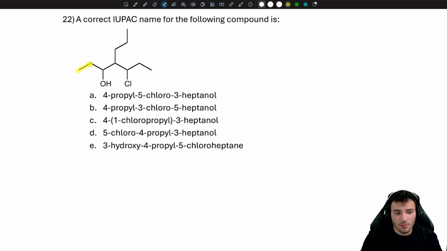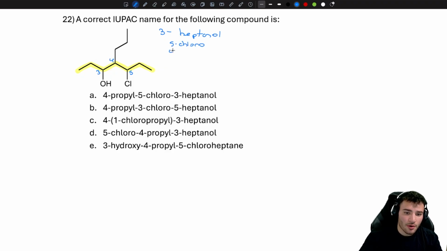And so this parent chain should be 1, 2, 3, 4, 5, 6, 7, meaning that we have heptane. Okay, and notice that your hydroxyl is going to get priority with numbering. And so we're going to have 3-heptanol. We have a chloro on the 5, so 5-chloro. And then we have a propyl on the 4. So 4-propyl, 5-chloro, 3-heptanol. And so if we were to put this all together alphabetically, we would end up with 5-chloro, 4-propyl, 3-heptanol. Make sure not to choose this one because it's not in correct alphabetical order.